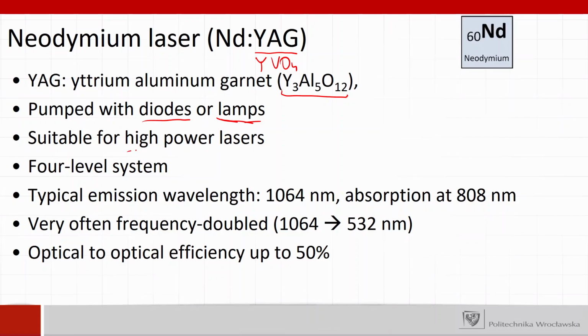These lasers are suitable for high powers, and neodymium lasers are purely 4-level systems. Typically they emit the wavelength of 1064 nanometers, and the peak absorption is at the level of 808 nanometers. And this is very often frequency doubled. As I said, we can double the frequency of this light, and the optical to optical efficiency of this kind of laser often reaches 50%. So they are quite efficient.